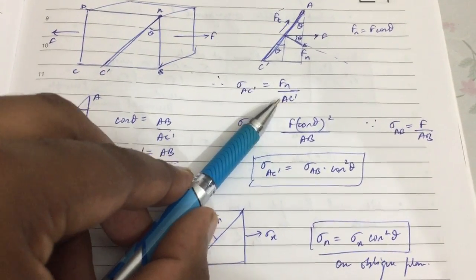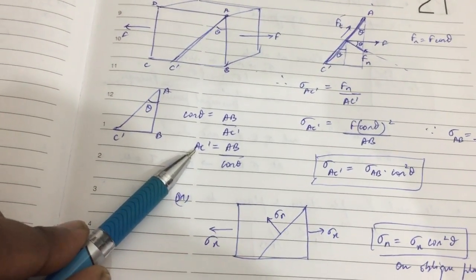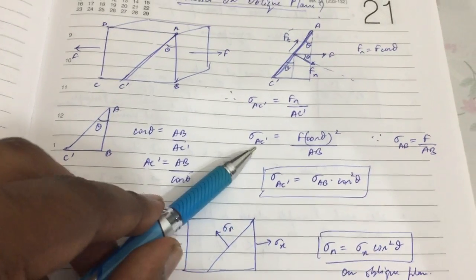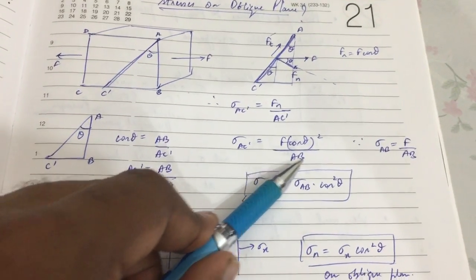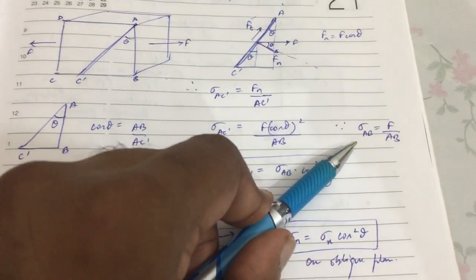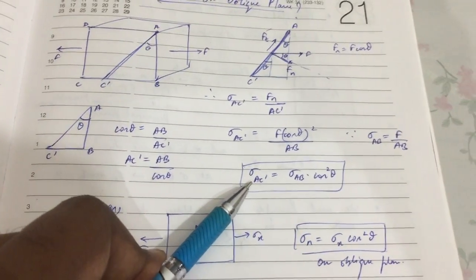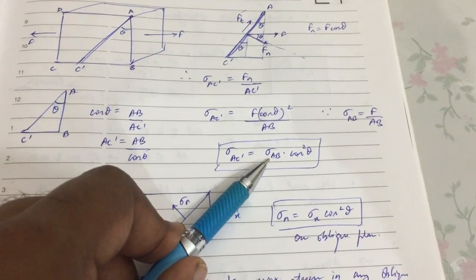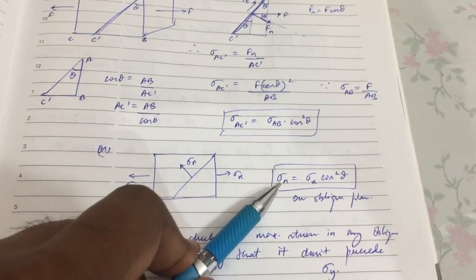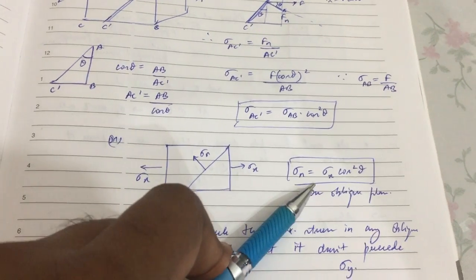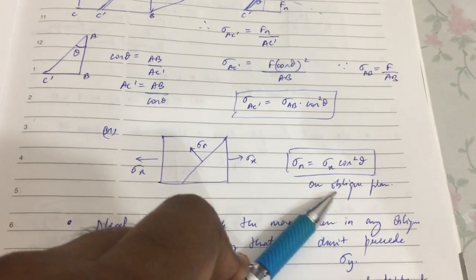If you want to know the area, we can get it from here. We know the area AB, we need to get AC. AC is nothing but AB by cos theta. From this we can get that the stress at AC will be F by AB times cos square theta, and F by AB is nothing but the normal stress in the AB plane. That means the stress in AC dash is equal to the stress in the AB plane times cos square theta. So in simple terms, the normal stress on this oblique plane will be the stress along the x-axis times cos square theta.